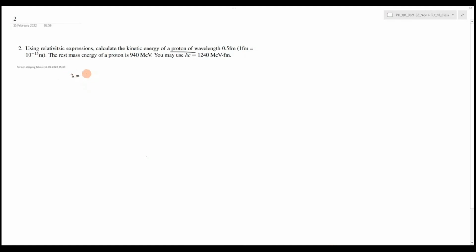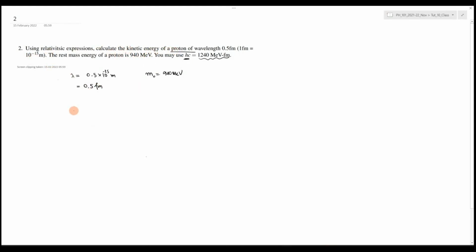Okay, so lambda is given to us, 0.5 Fermi meter, that is 0.5 times 10 to the power minus 15 meter. Rest mass of the proton is also given to us: M0 is 940 MeV. And we are also given hc equal to 1240 MeV Fermi meter. Next, calculate the kinetic energy.